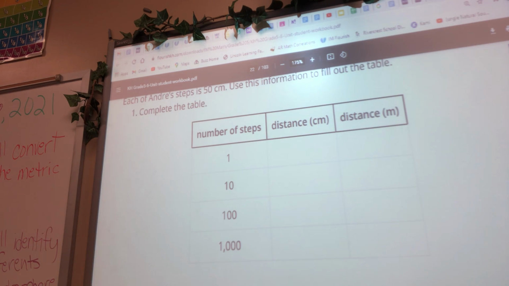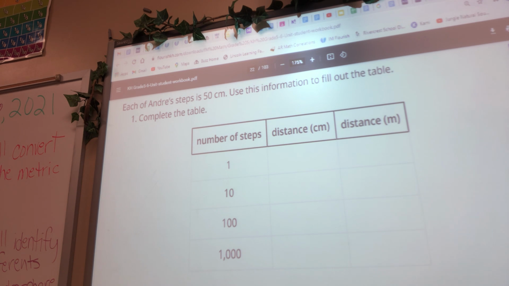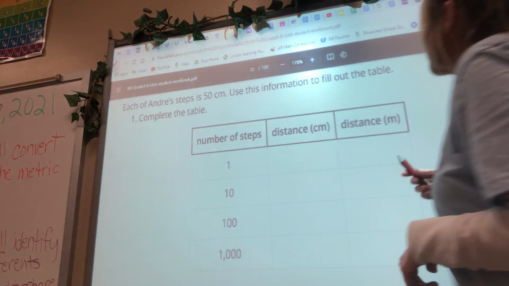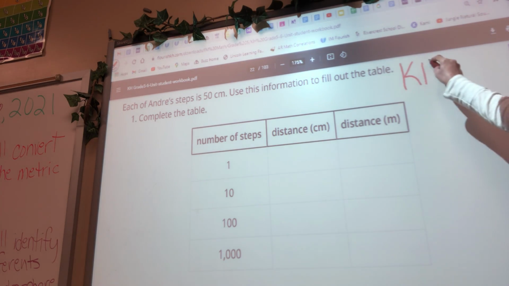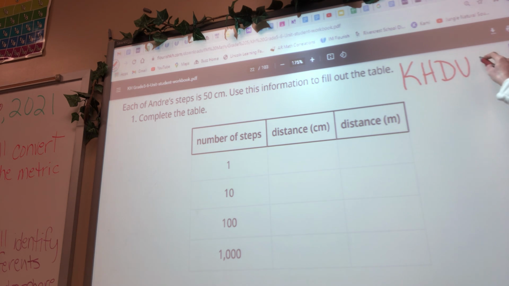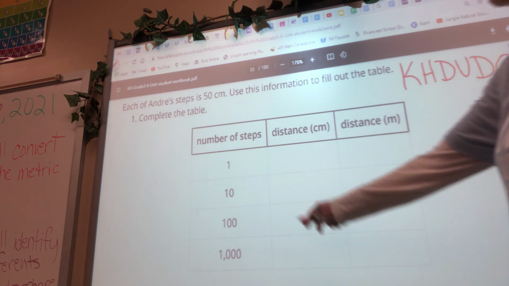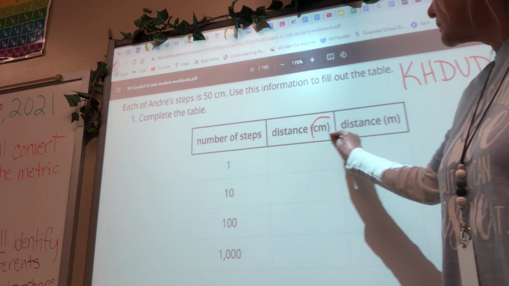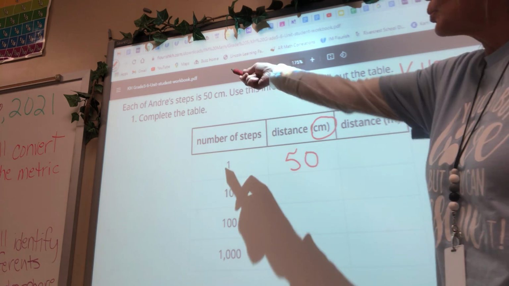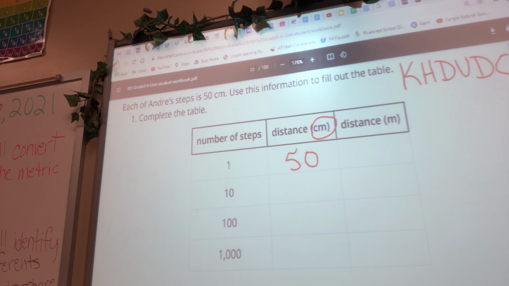Okay, on the next, we have Andre's steps. It says each of Andre's steps is 50 centimeters. And they want us to fill out the table. Okay, well, let's think, we know that King Henry died unusually drinking chocolate milk. So, first of all, we need to think. Each of Andre's steps is 50 centimeters. So, 1 step would be 50. They just told us 1 step is 50 centimeters.